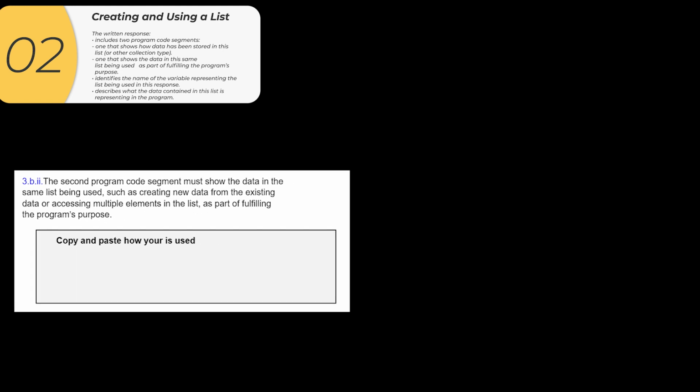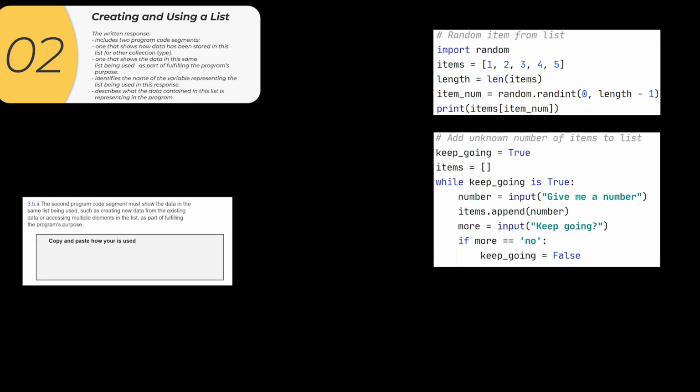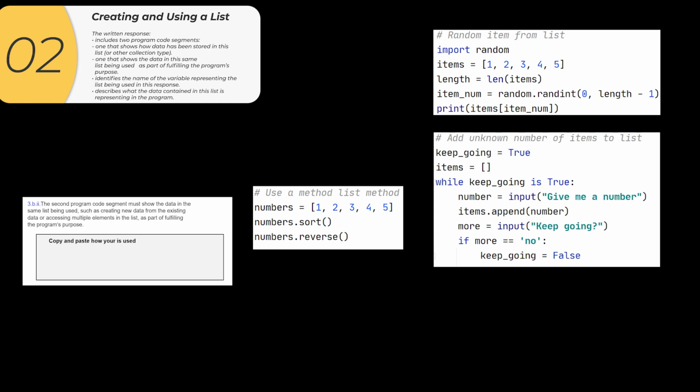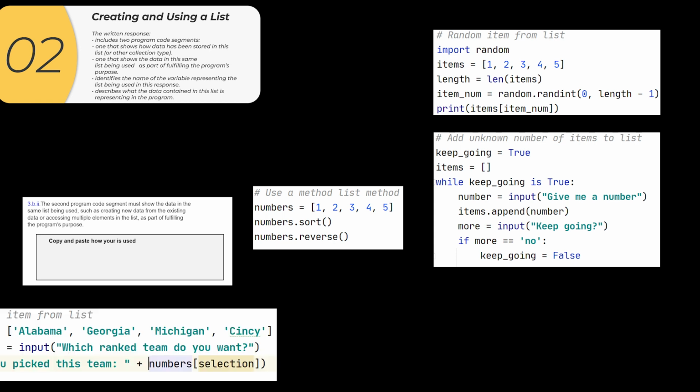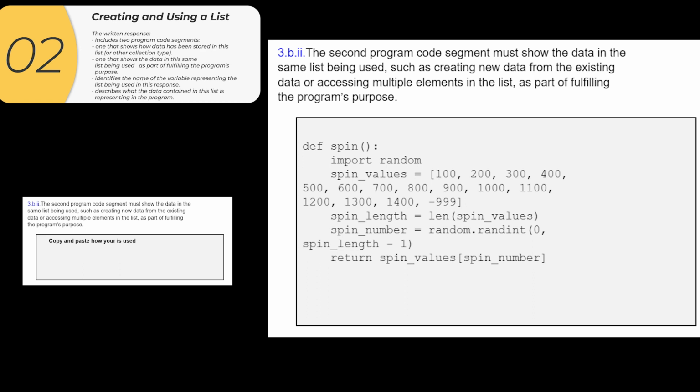Examples of list usages that could win this point include picking a random item from a list, appending to a list, using a different list method like sort or reverse, picking an item from a list using a number, and iteration, but not always iteration. Iteration if you don't know how many items are in the list. In my example, I pick a random item from a list, which simulates the spinning of the wheel and coming up with a random dollar amount.